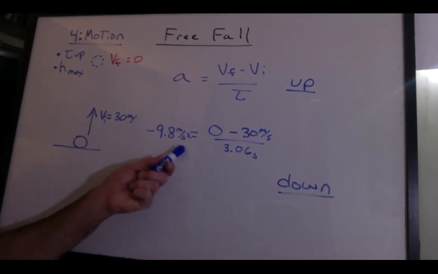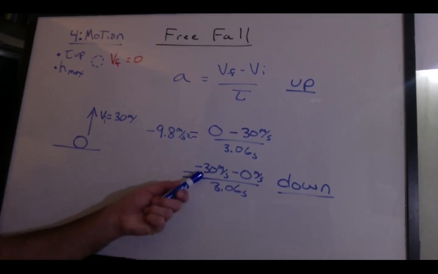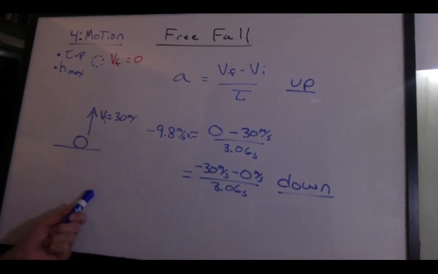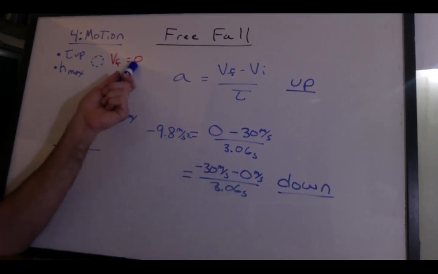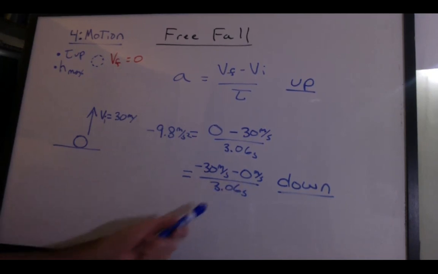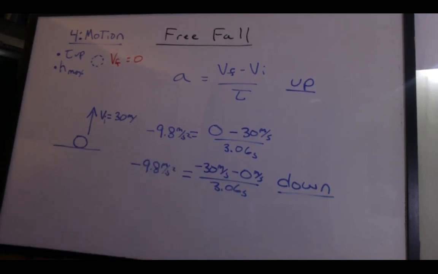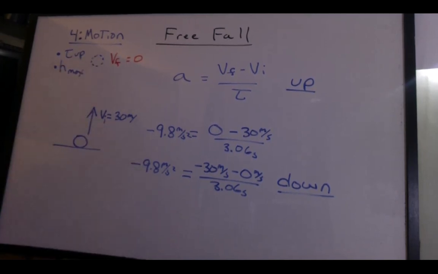What if we use the formula on the way down? The final velocity on the way down is going to be a negative 30 when it hits the ground, starting at 0 at the top. So it's final minus initial divided by that time. We still end up with a negative 9.8. So it doesn't matter whether you're going up or going down, the acceleration is still a negative 9.8.